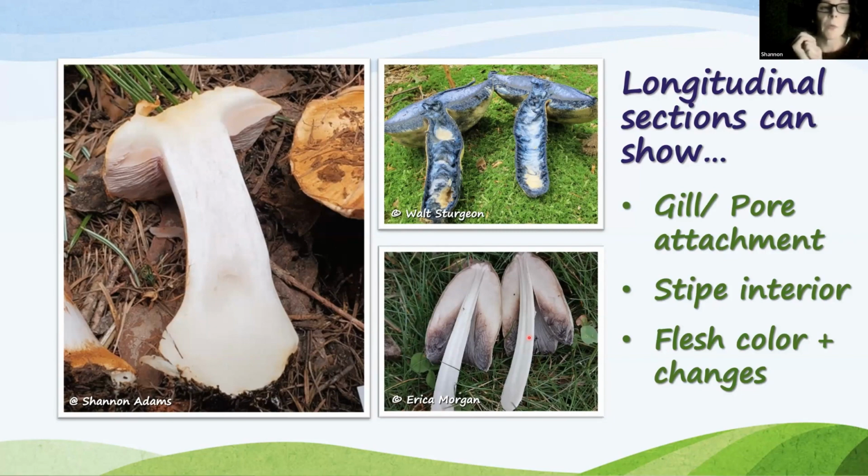You can determine what the color of the flesh of the mushroom is, both of the stipe as well as the cap, and remark on any changes that might occur as a result of injury, and whether those changes are instantaneous or whether they take some time to appear. So these longitudinal sections can tell you a lot more than just your gill attachment if you take the time to do them, and I strongly recommend that you do.